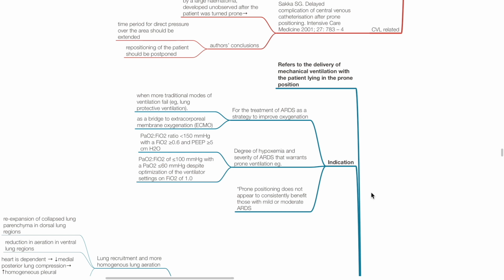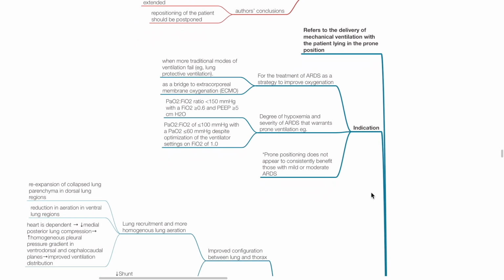Degree of hypoxemia and severity of ARDS that warrants prone ventilation: PaO2 to FiO2 ratio of less than 150 mmHg with a FiO2 of 0.6 or more and a PEEP of 5 or more cmH2O. Another criteria is PF ratio of 100 mmHg or less with a PaO2 of less than 60 mmHg despite optimization of the ventilator settings on a FiO2 of 1. Prone positioning does not appear to consistently benefit those with mild or moderate ARDS.